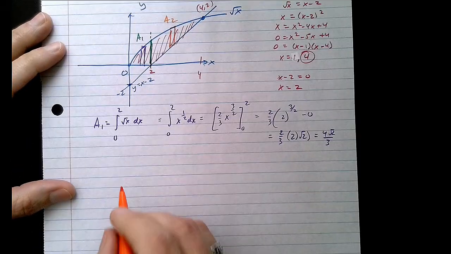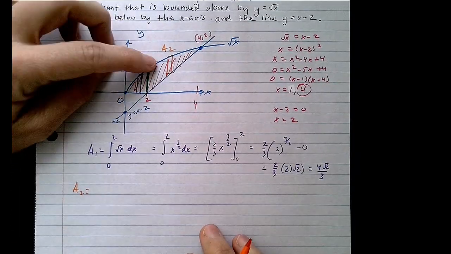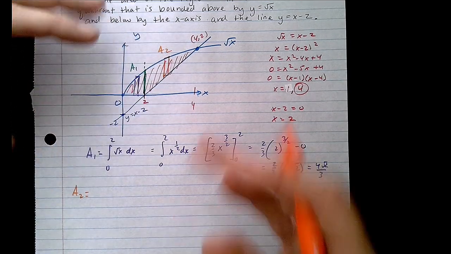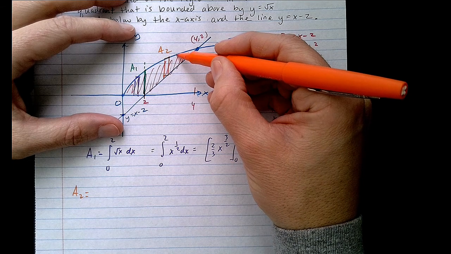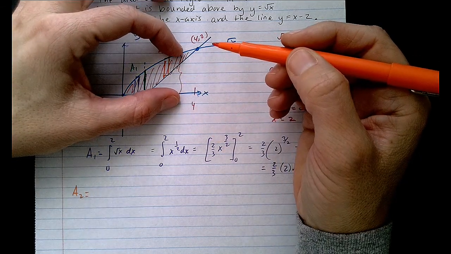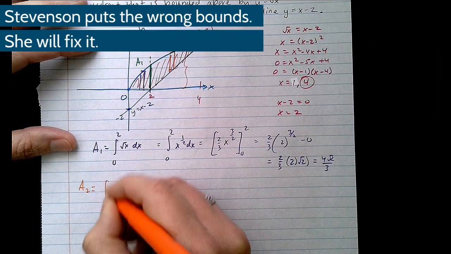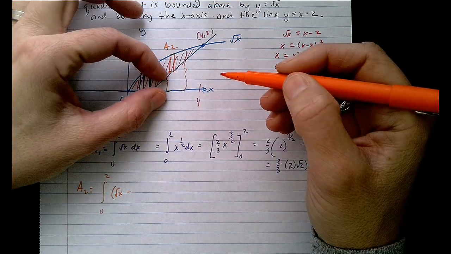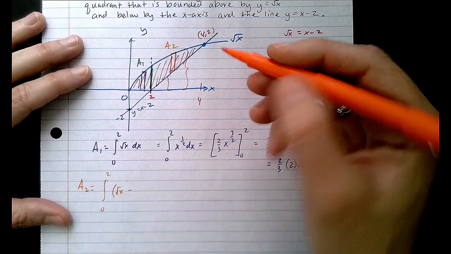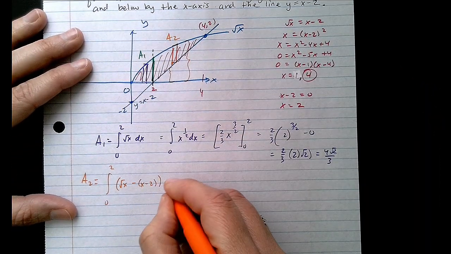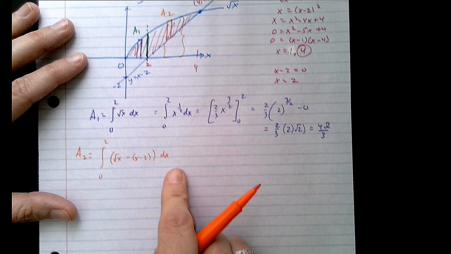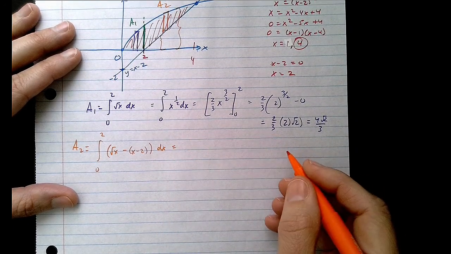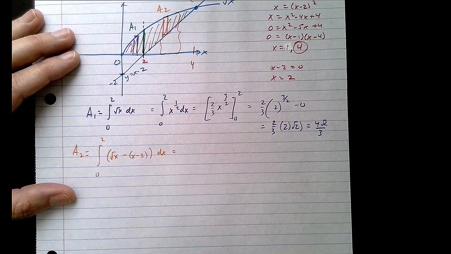Now let's look at area 2. Now area 2 is where we're going to have to use our fancy new setup. So essentially what we have to do is we have to take the uppermost function, so that's radical x, and subtract the lower function, which in this case is the line. And from there, we're going to get our answer for the area, and then we have to add these together.